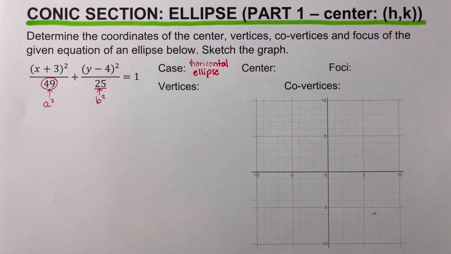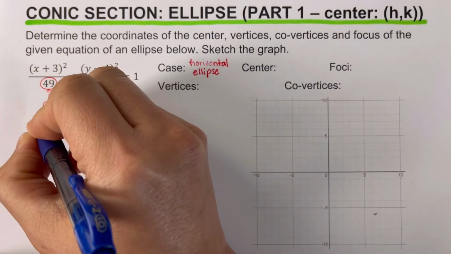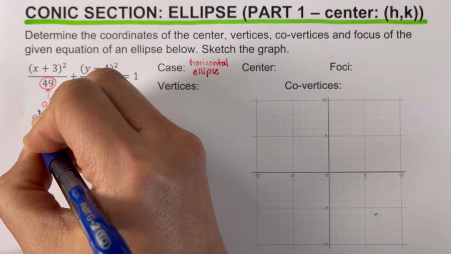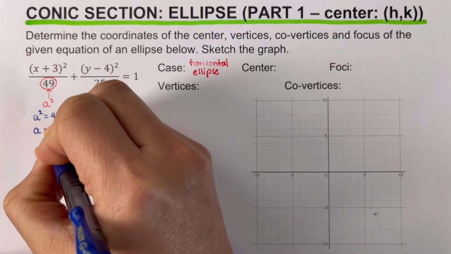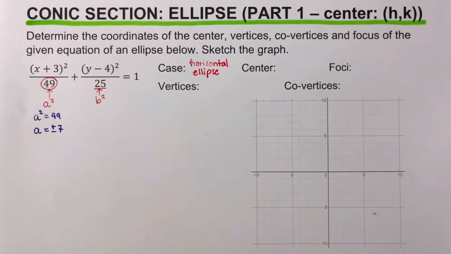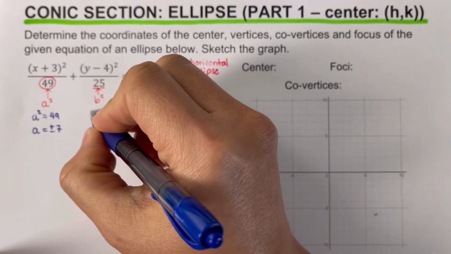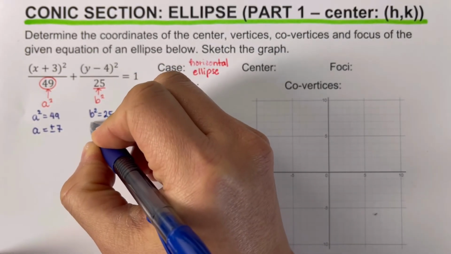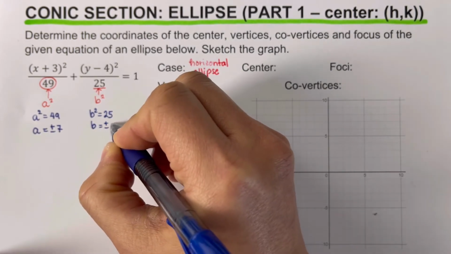Okay, from here, we can go ahead and say that since our a squared is 49, so I'm going to write that up here, a squared is 49. We can therefore say that our a is the square root of 49, so that would be a plus minus 7. And since we say that our b squared is 25, so b squared is equal to 25. So if we wanted to solve for b, we get the square root of 25, so that is plus minus 5.